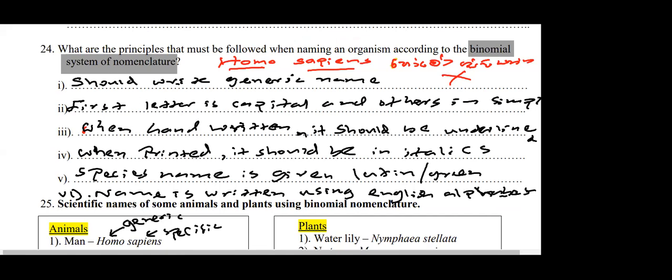Did you all finish writing all the rules or the principles? These are the rules that you have to follow when writing the scientific name. Okay, hurry up, those who have not written. I have given 6 rules.